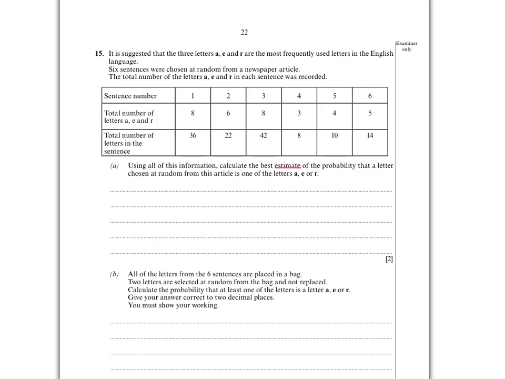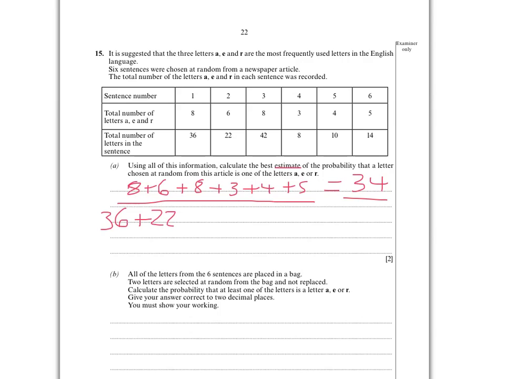Now, you could do it just for the sentence number 1 or just the sentence number 4. But to get the best estimate, what I'm going to do is add all of the total number of letters A, E and R from the sentences. So that is 8, add 6, add 8, add 3, add 4, add 5, which gives me 34. And I'm going to divide that by the total number of letters in my sentence. So 36, add 22, add 42, add 8, add 10, add 14.